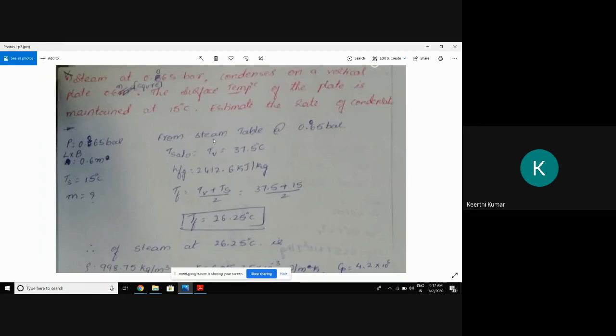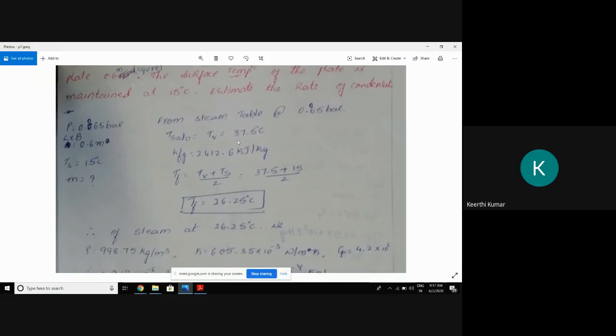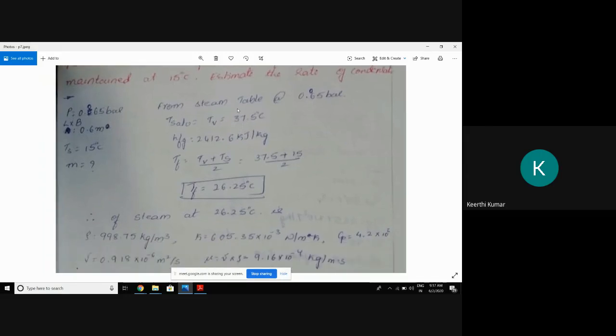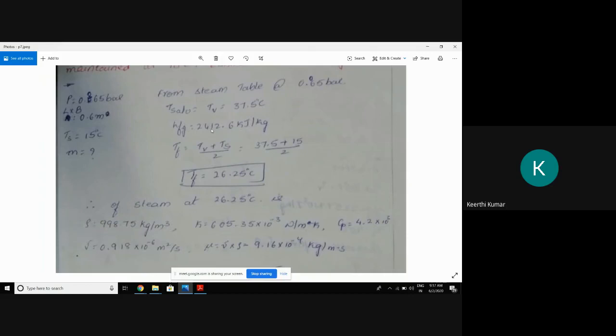Don't worry, in the exam also the steam table will be provided if the problem is given like this. Take the given pressure, and from it take the value of vapor temperature from the steam table. It is not available in the thermodynamic heat transfer data handbook. Okay. HFG also you take from the steam table only, not at 100 degrees, but at 37.5 degrees centigrade.